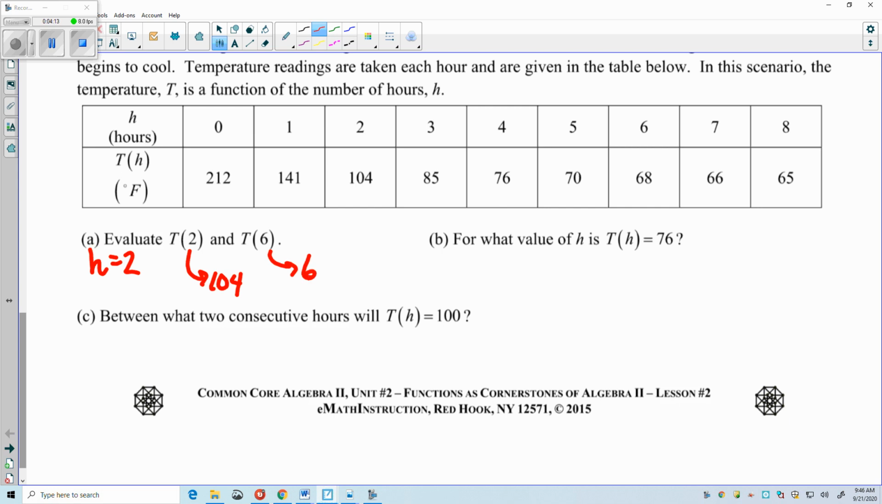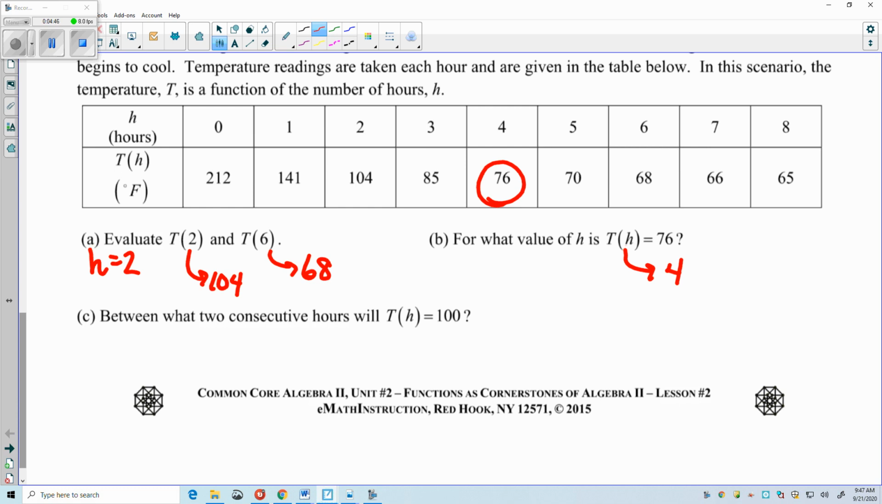is going to get me a total of 68 degrees. Okay, so now I have to read this a little differently because it says for what value of h. So I don't know what h is, I need to find out what it is. I'm looking at that, I already have the answer. So I know my answer here is 76, that output value. So I have to now go down here to my chart and say, I know what this is. What was the h value that produced 76? So the h value that produced 76 is 4.